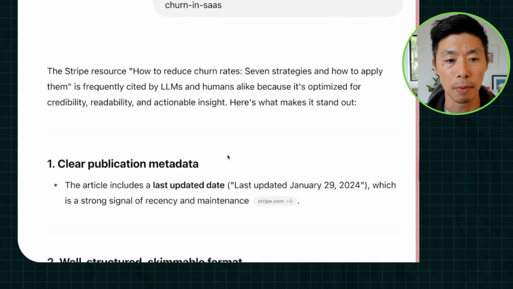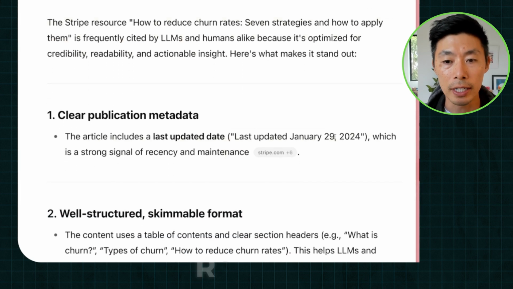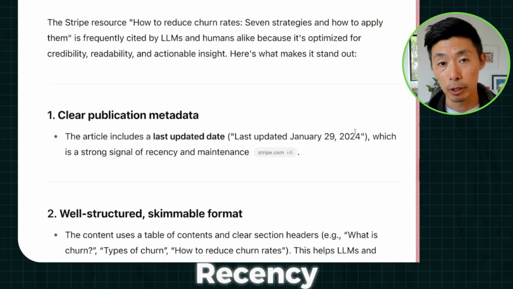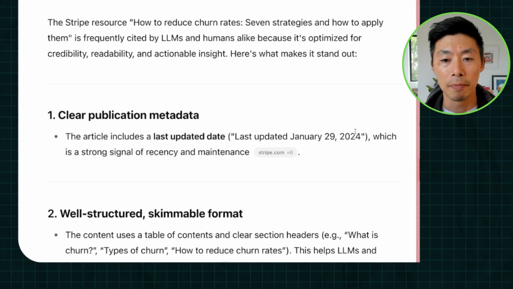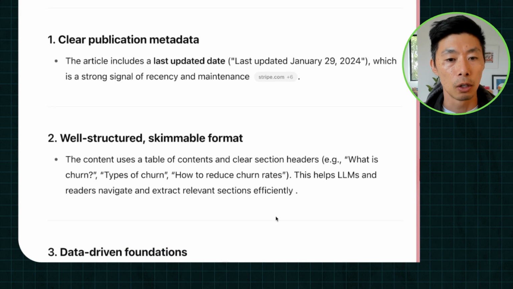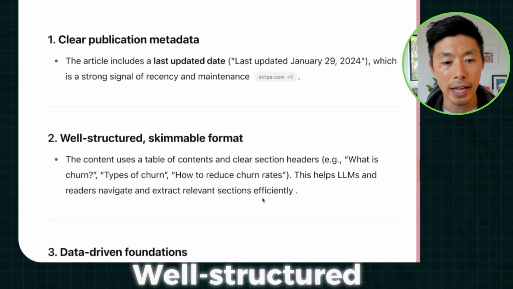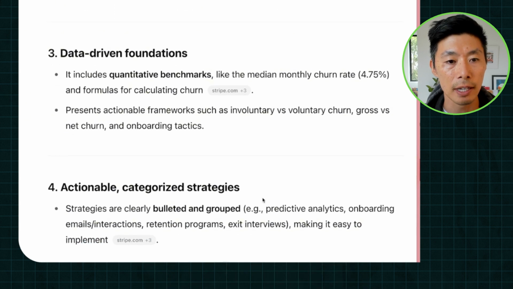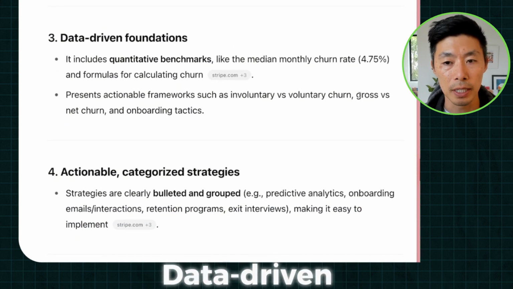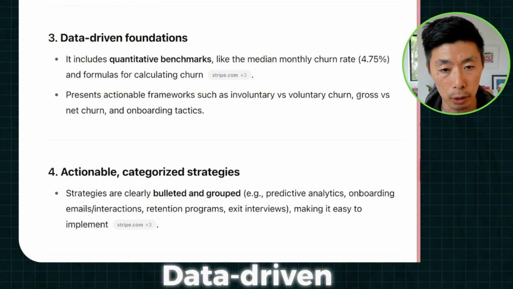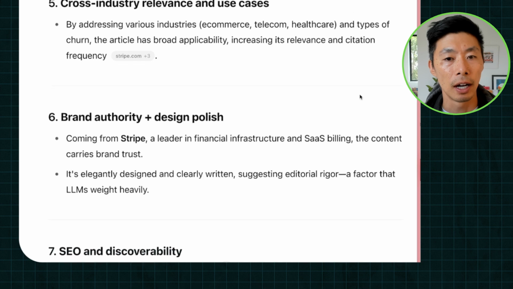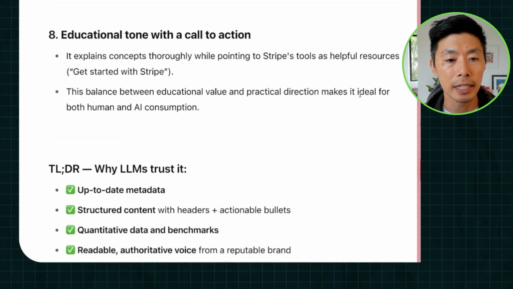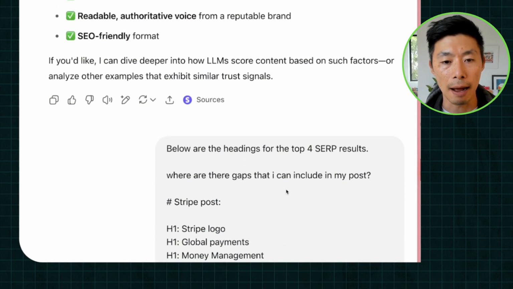So it is recency. This is something that large language models actually favor now. Stale content means less relevance, is what some studies have shown. Then well-structured, which refers to the headers, the H1s, H2s, H3s. Data-driven, so there's some specific proprietary data, and Stripe, which processes the payments, certainly has that. Categorized strategies and use cases. But let's see where there are gaps.